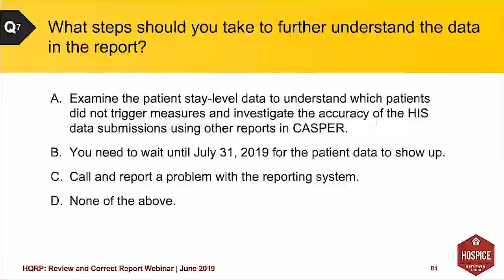Answer A would be to examine the patient's stay level data to understand which patients did not trigger the measures and investigate the accuracy of the HIS data submissions using other reports in CASPER. Or B, you'd need to wait until July 31st for the data to show up. C would be to call and report a problem with the system. Or D would be none of the above.